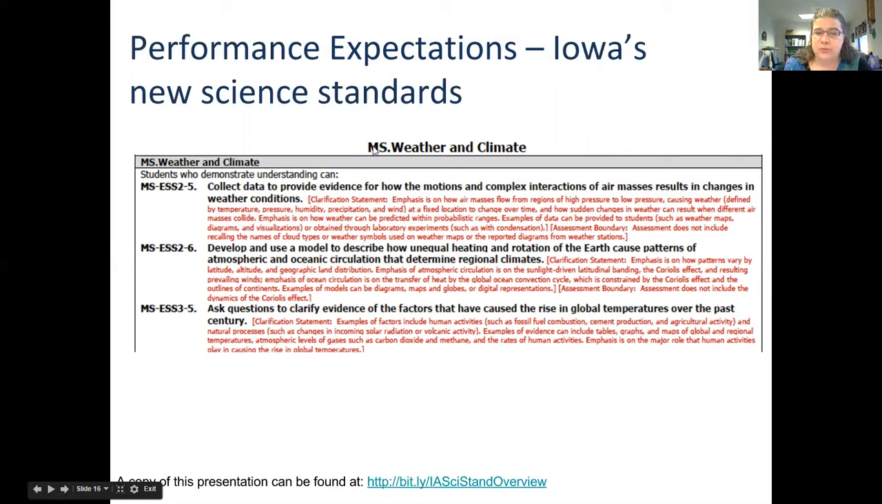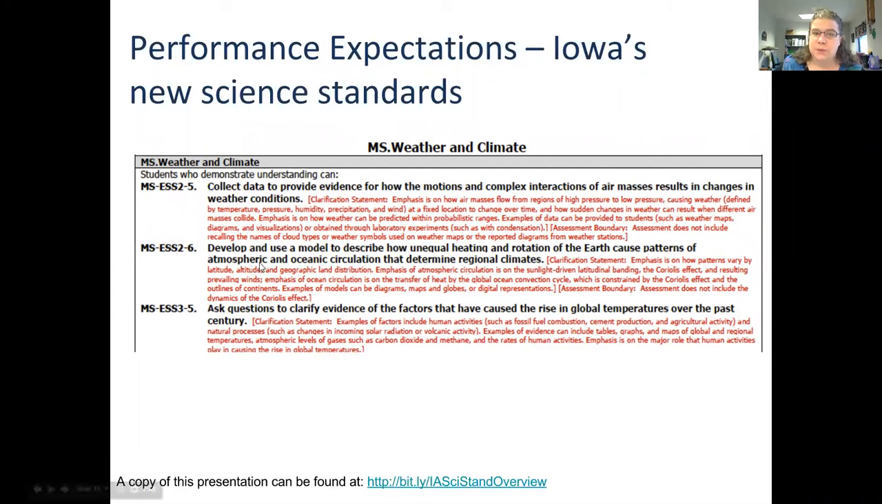So here we have the performance expectation. We're looking at a middle school level in weather and climate. I know that this one is from the Earth and Space Sciences. This happens to be from 2-5, which states collect data to provide evidence for how the motions and complex interactions of air masses results in changes in weather conditions. It goes on to help clarify for me and provide that assessment boundary. So these are the performance expectations of Next Generation Science Standards, which have been adopted as Iowa's new science standard.